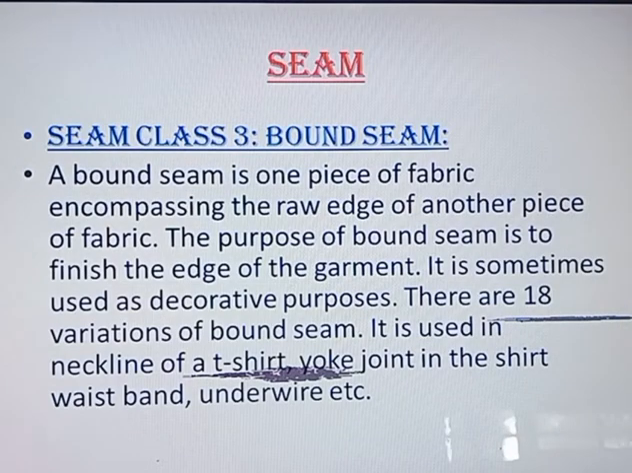Next we have seam class 3, that is a bound seam. A bound seam is stitched to finish the raw edge of a fabric layer. It is mainly used to finish the raw edge with a tape fabric, that can be bias or straight. This is used mainly for finishing the edges of garments, as in t-shirts, yokes, necklines, waistbands, underwires. We use a straight fabric or biased fabric to finish the garment edge.